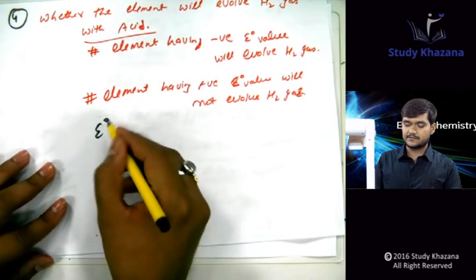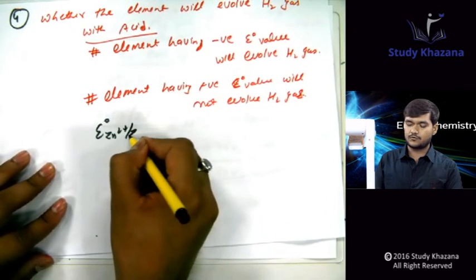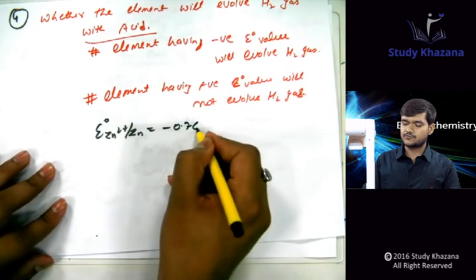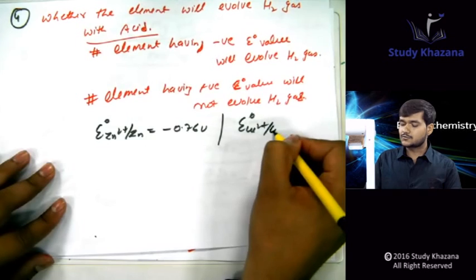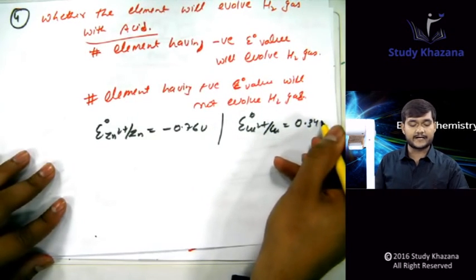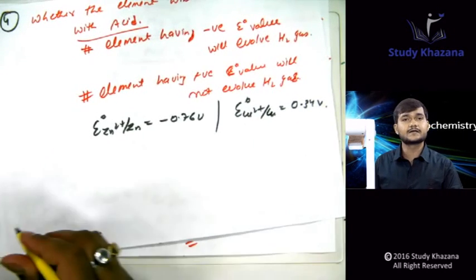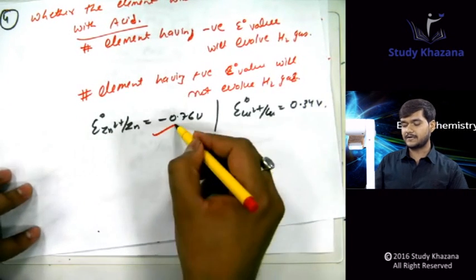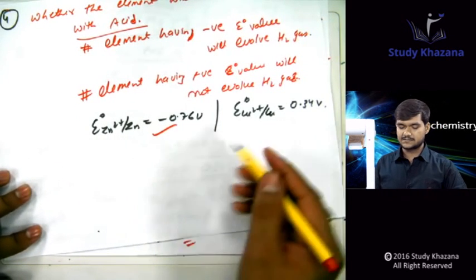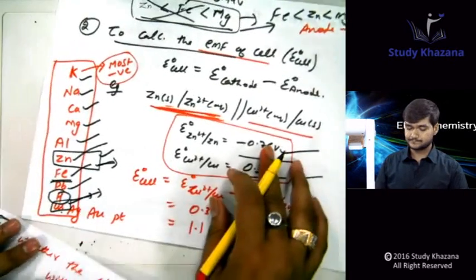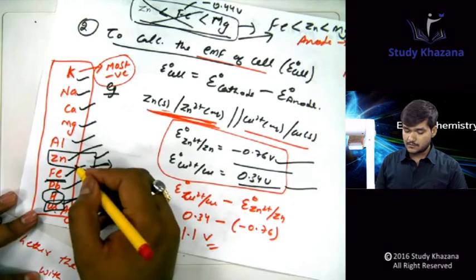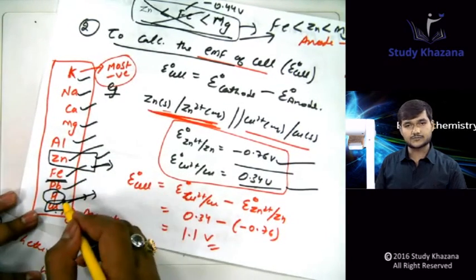Like your zinc, Zn2 plus to Zn, having reduction potential of minus 0.76 volt. Your copper, Cu2 plus to Cu, is plus 0.34 volt. So which will evolve the hydrogen gas? Yes, zinc can evolve. Copper cannot. You have seen this from the reactivity series. Copper lies below hydrogen, so it cannot displace.